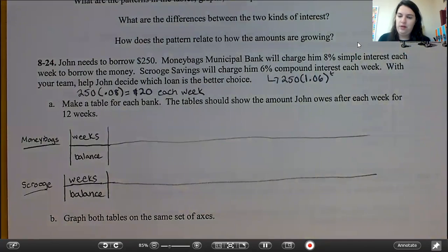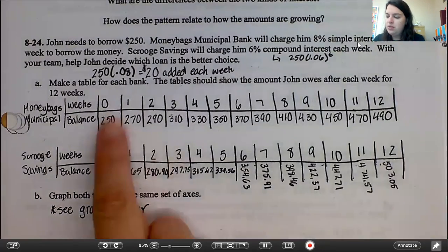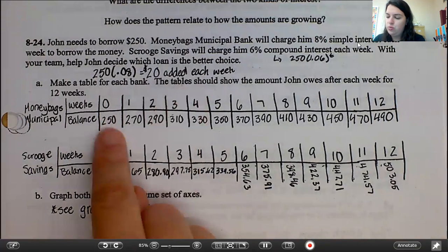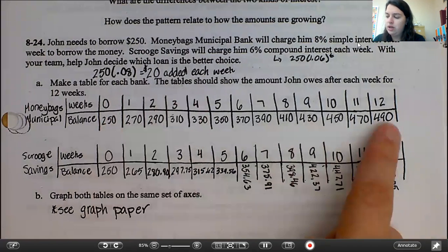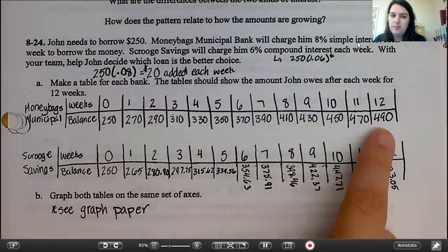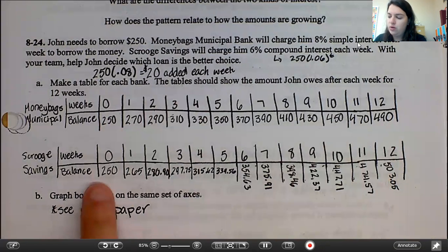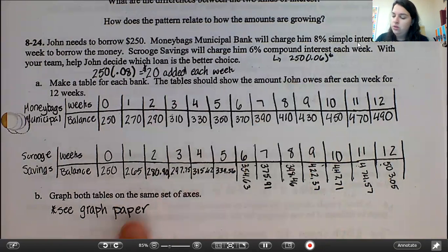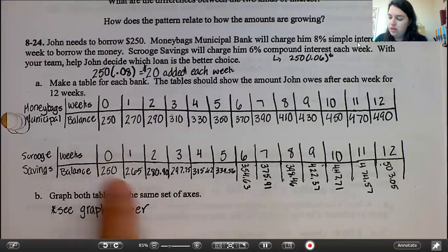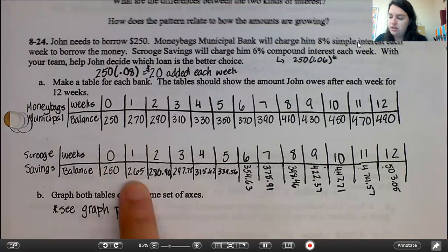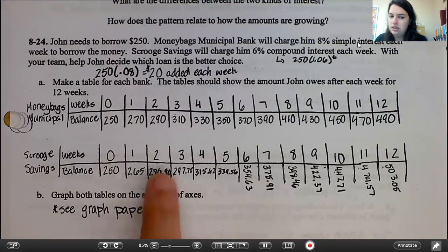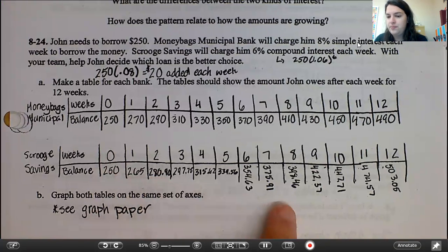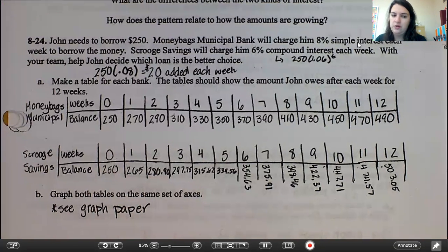If you're back with me, you filled in your table, so let's take a look. So Moneybags Municipal, we're adding $20 each week. So this is increasing by 20 all the way up to $490. Scrooge Savings, we're growing by 6% compound interest each week. So it's increasing $250 to $265 to $280.90, etc.